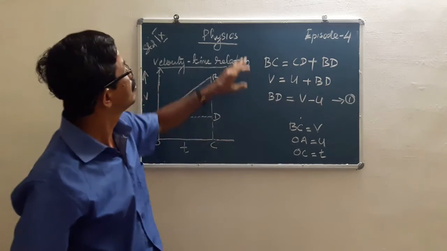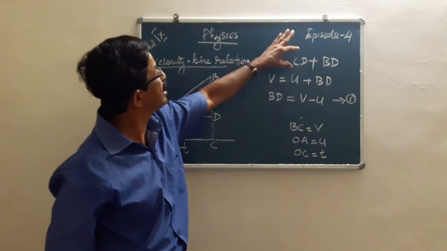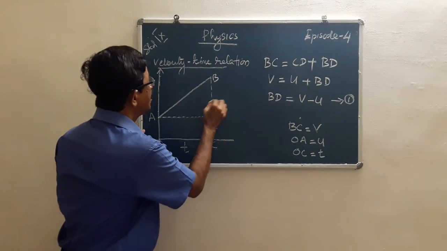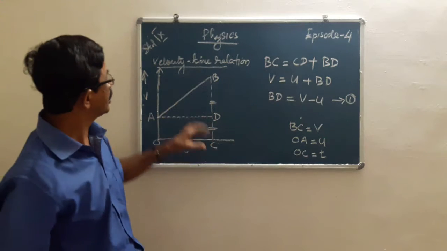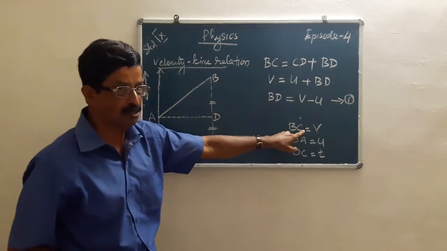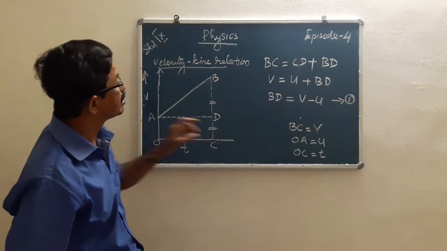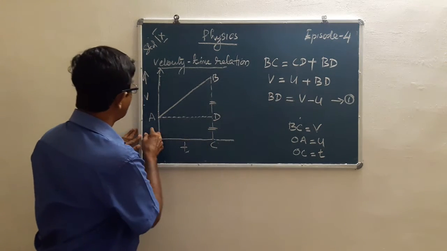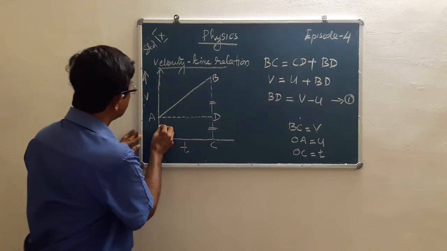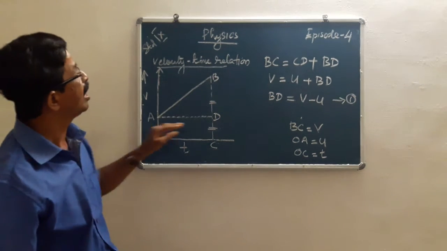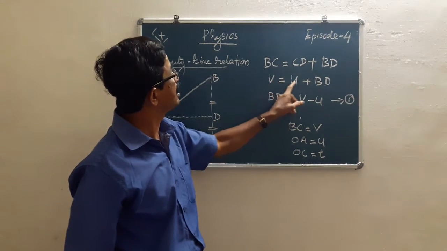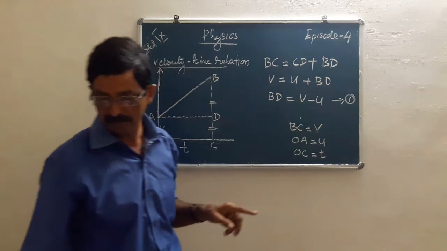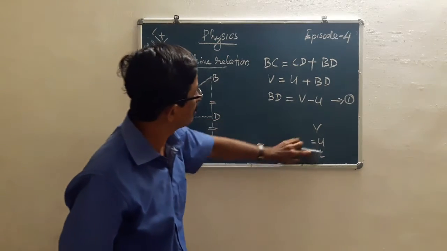Once again, BC equal to CD plus BD. This BC we know is the final velocity. And this part, C to D, is equal to OA, the initial velocity U. And so V is equal to U plus BD. From this, BD is equal to V minus U. That we can take as relation 1.